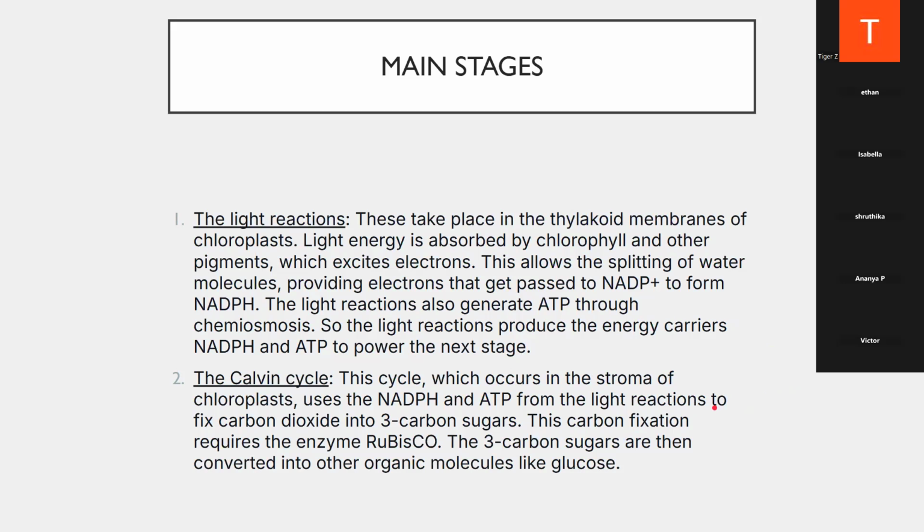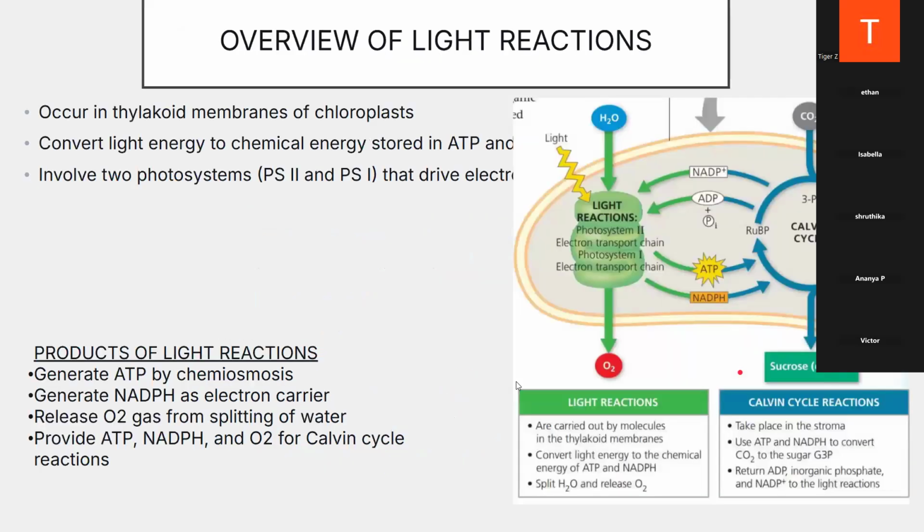And then this requires the enzyme Rubisco, which is short for something that you need to remember. And then the three carbon sugars are then converted into organic molecules like glucose. So here's a nice diagram of what goes on. So you can see here are the light reactions.